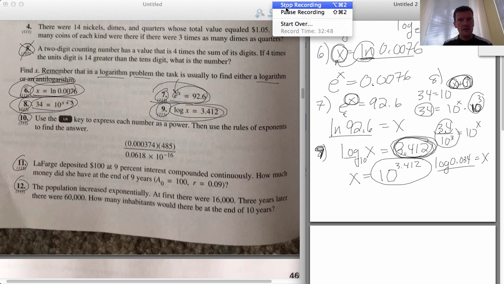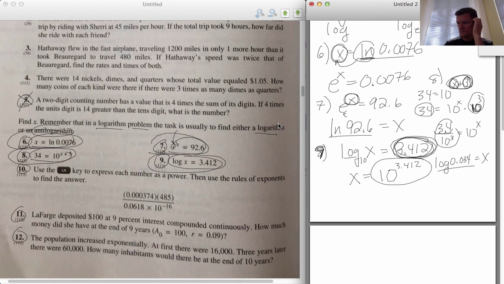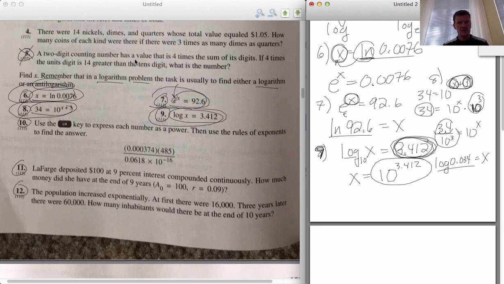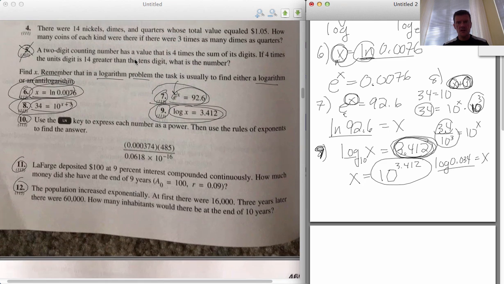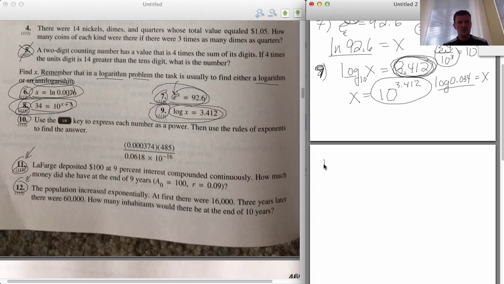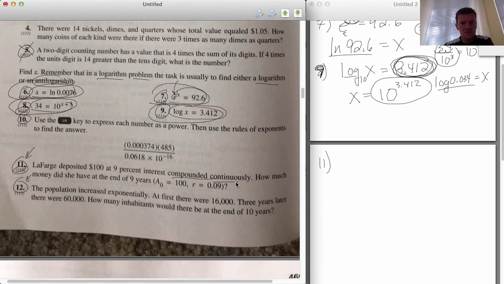Alright, hold on a second here. Alright, let's use our knowledge of logs and exponential growth to solve number 11 and 12 here. This is lesson 115. We kind of touched on 115 right up here, but let's deal with these word problems. So number 11, deposited $100 at 9% interest compounded continuously, and how much money did she have at the end of 9 years?